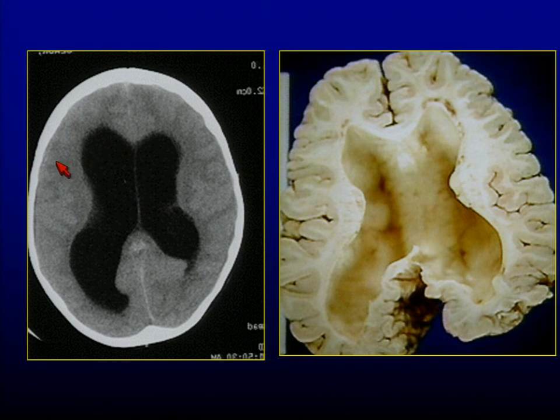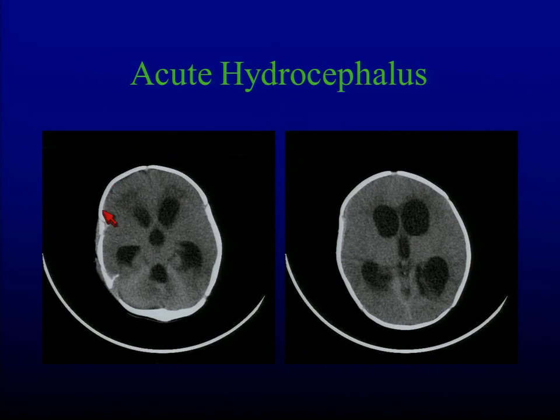I see big ventricles, but then what do I not see? I don't see cortical gyri. I see I'm losing the gray-white differentiation. So given the other information, I'll say, yeah, this person has acute hydrocephalus. But if you just show me the ventricle, I can't tell you that.